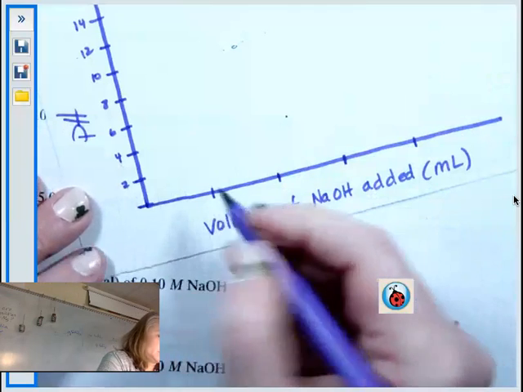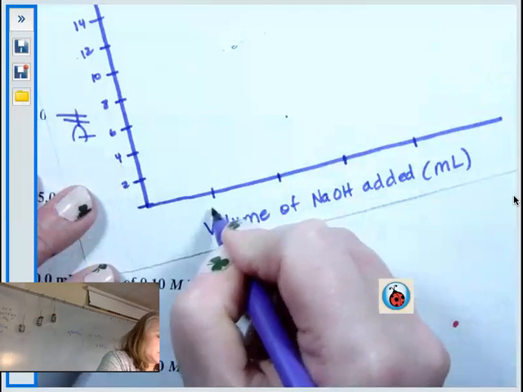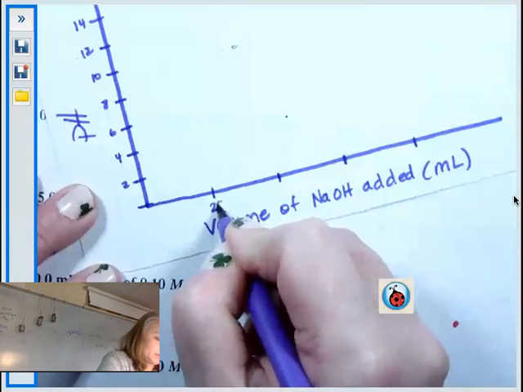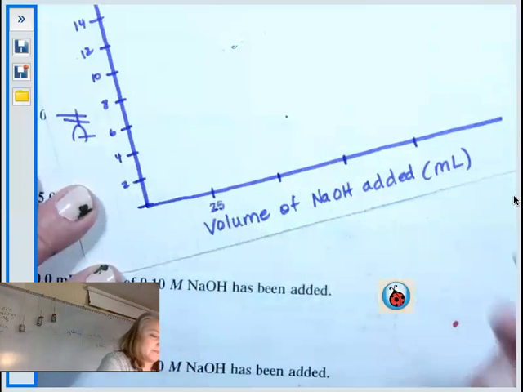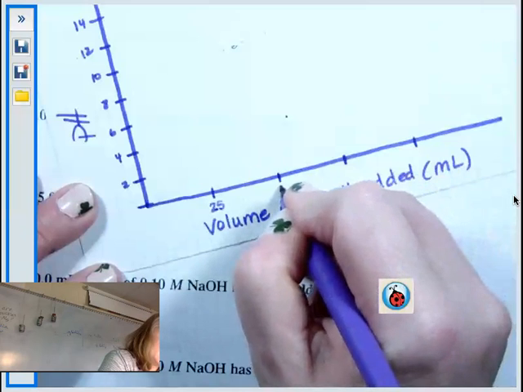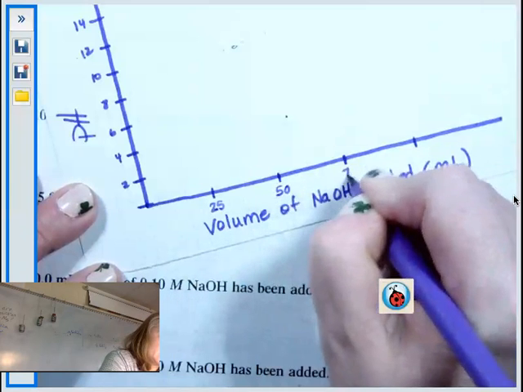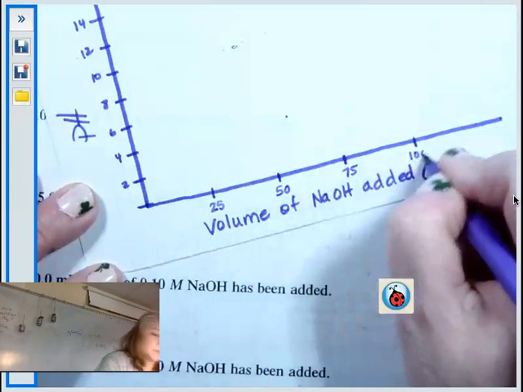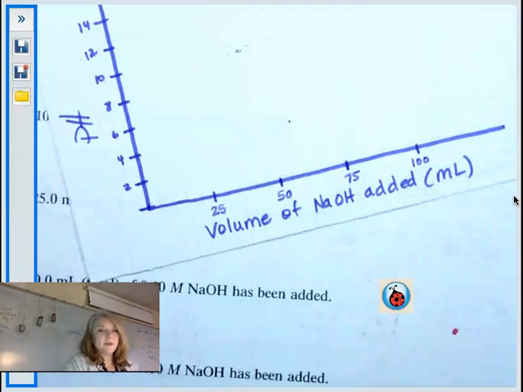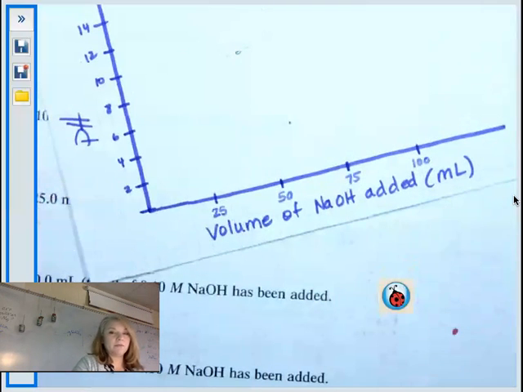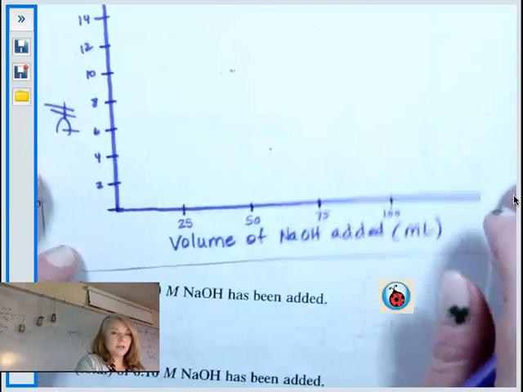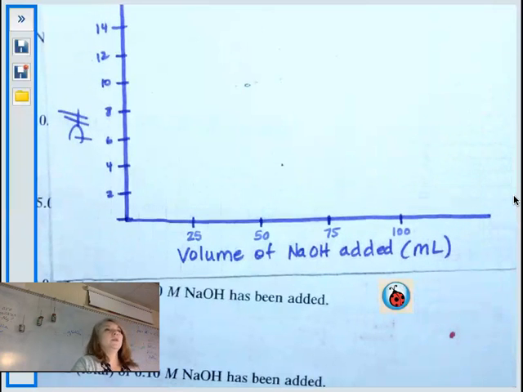So what will the max be for volume added? The max added, it looks like it goes to 75. So I'm going to do 25, 50, 75, 100, just because I had 4 places there. That way everything can be at 5, 10, 15, 20. Like each one of my little tick marks can be 5. But you guys do the way you want to do yours. Just remember, if you don't spread it out, it'll just be kind of scrunched up.